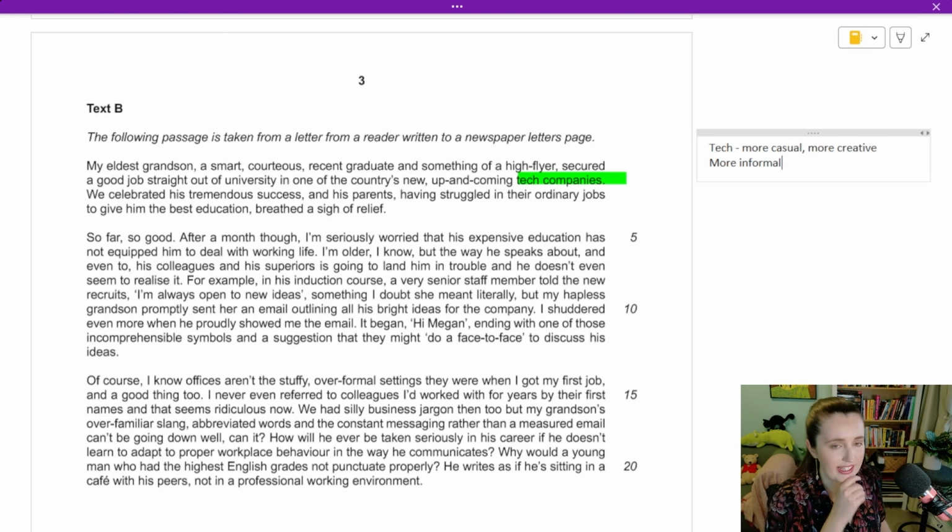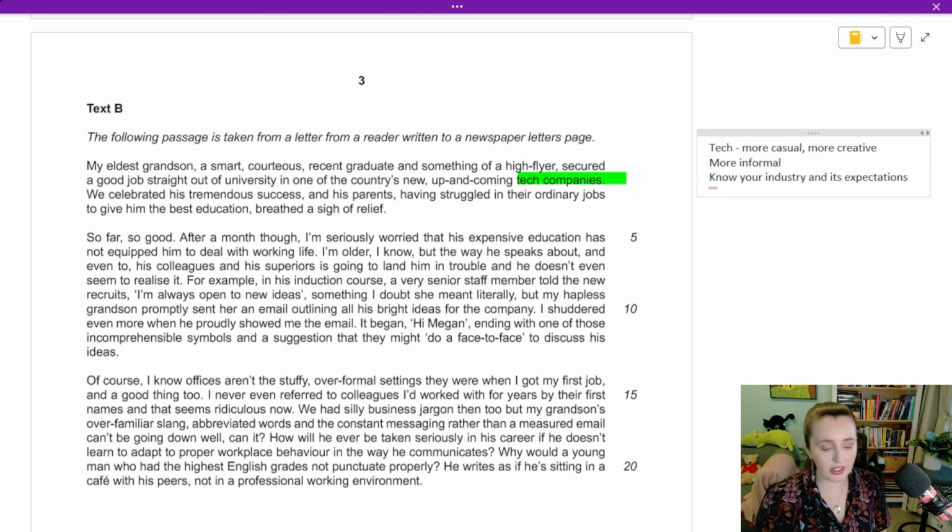Is there really a need to be so formal if you are working in the tech industry? So maybe some advice that we could give the students is also know your industry and its expectations. Working in education is very different to working in tech, is very different to working in social care. And each of those will have its own standard style of interacting, hierarchy, language. So maybe that's something that we need to consider as a bit of a middle ground.